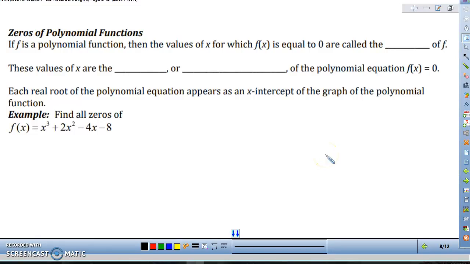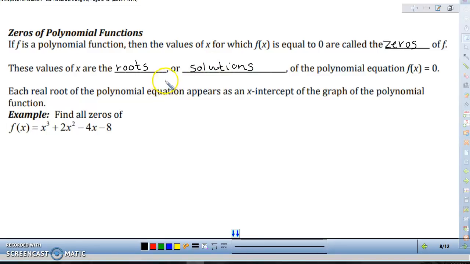The next piece that we want to talk about to help us figure out a clear picture of what these graphs look like are the zeros of the polynomial function. So if f is a polynomial function, then the values of x for which f of x is equal to 0 are what we call, not surprisingly, the zeros. These values of x are the roots or solutions of the polynomial equation f of x equals 0. In other words, these are the x-intercepts that we're looking for.